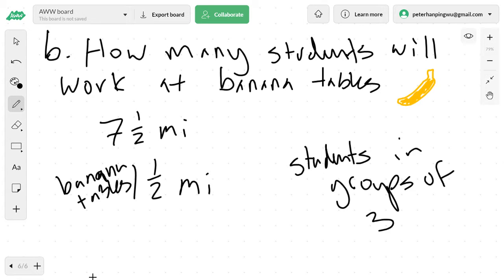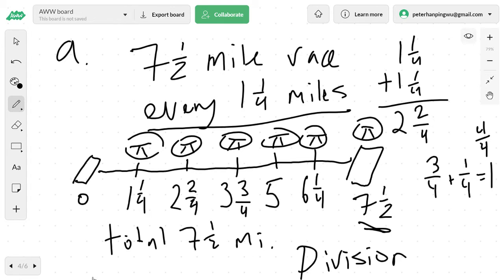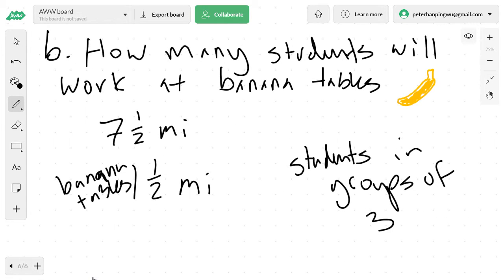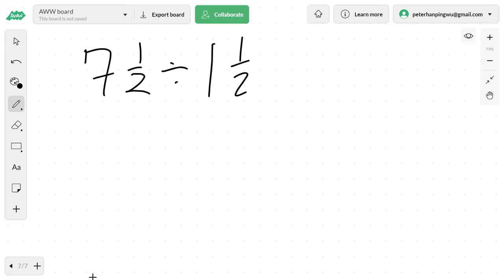Well, if we look at our last problem, we were just figuring out how many water tables there are, right? And there were 6, and we divided 7.5 by 1.25 to get 6. This is the same problem, except for now we're working on bananas. So we're going to make a new page here and do the same problem, but we're just going to skip to division. So we're not going to use our number line because we already know that we can divide our total amount of miles up into the chunks that each banana table is at. So we're starting with 7.5 miles of racetrack, and it's being divided into pieces of 1.5 miles. Same thing we did before.